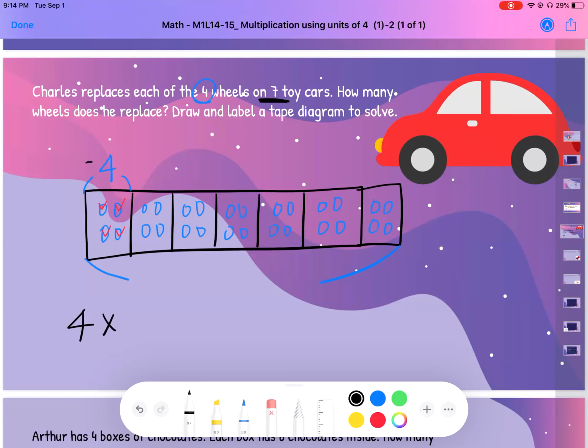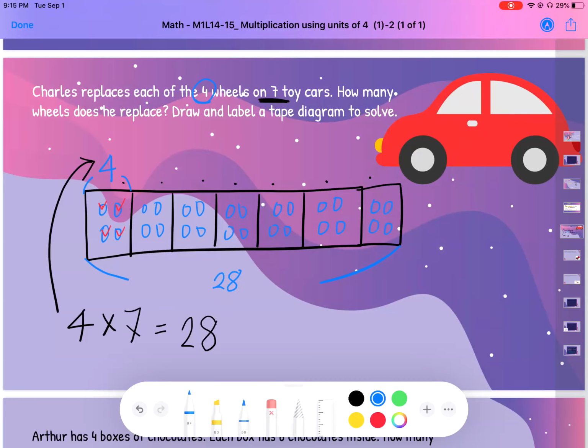So I got the number 4 from here, and there are 1, 2, 3, 4, 5, 6, 7 cars, so I'm going to put 7 here. And I got my total, which is 28. So I'm going to put my 28 here.